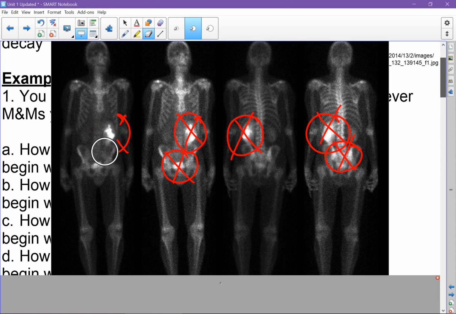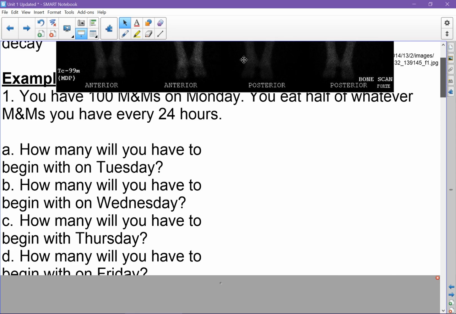So what we're going to try to do is the math and figure out, well, how long would that take for it to leave that person's body, and how much of that sample would be left there. The cancer or the mass might still be over there for the person, but the radioactive sample is going to be gone, and we want to see how quickly that will happen.